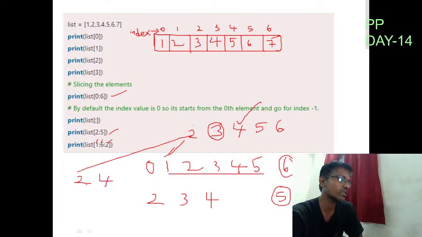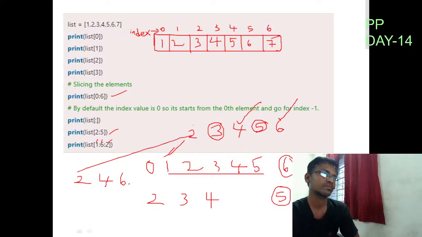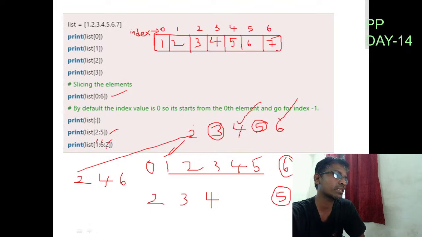So then I got the output 2 and 4, and it will leave the next value and print the next value, that is 6. Then I got the output 2, 4, 6. I hope you are understanding what I am saying. So 1 colon 6 is nothing but 1 is included and 6 is excluded, followed by colon 2. 2 is nothing but it will increment the step count 2 times.